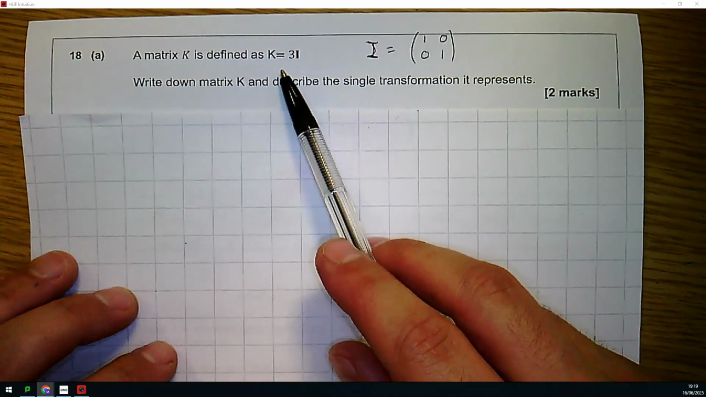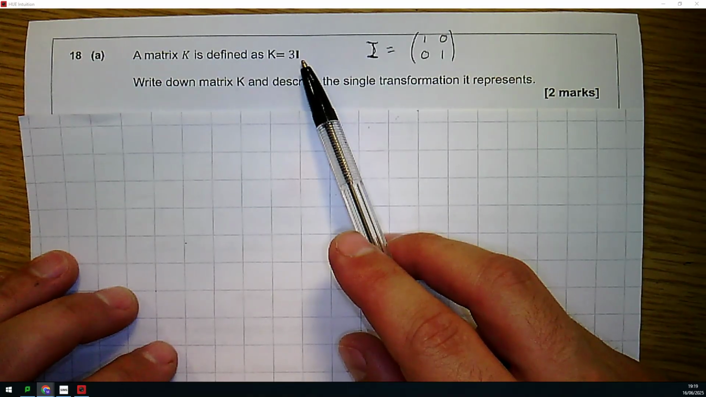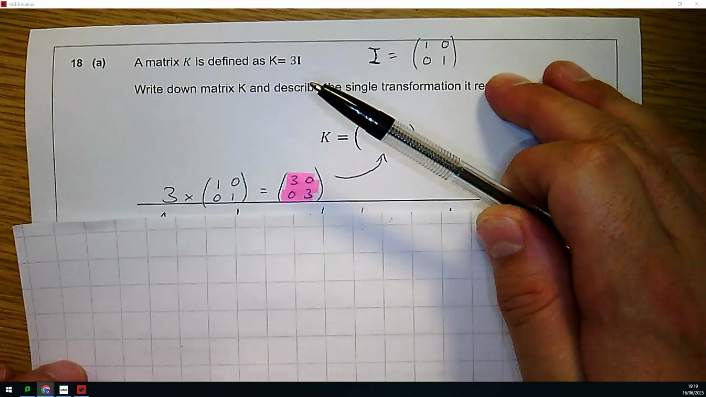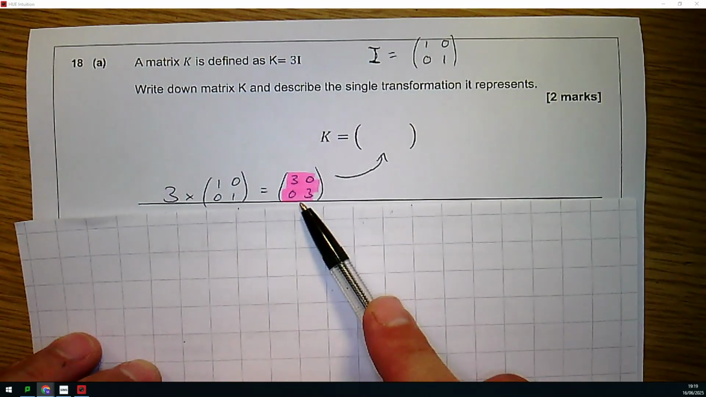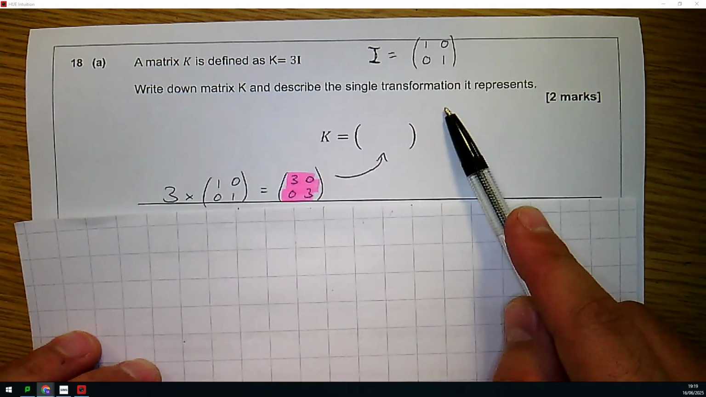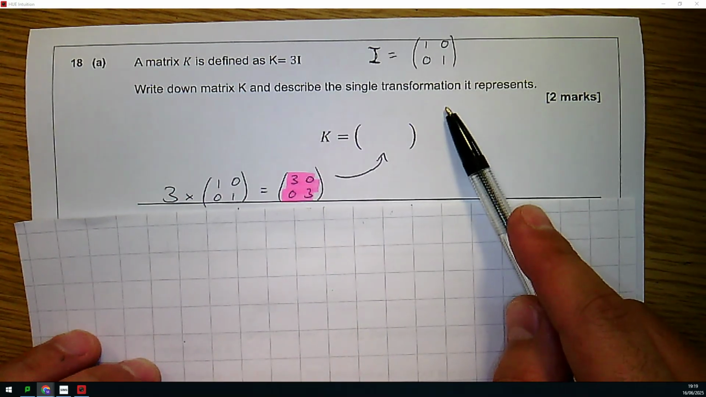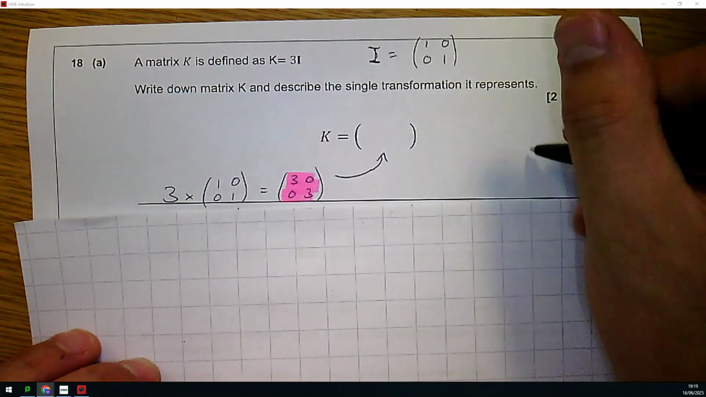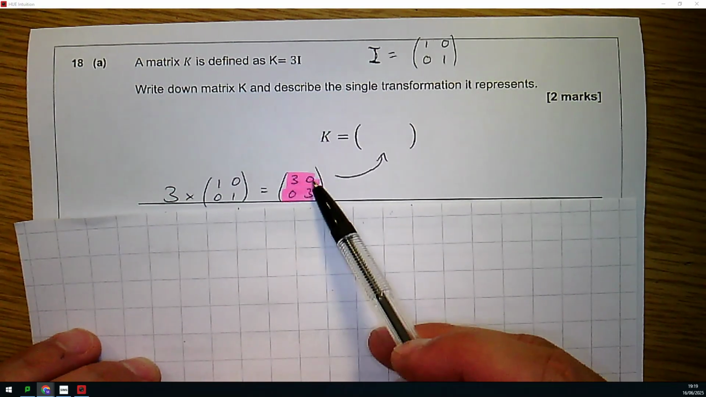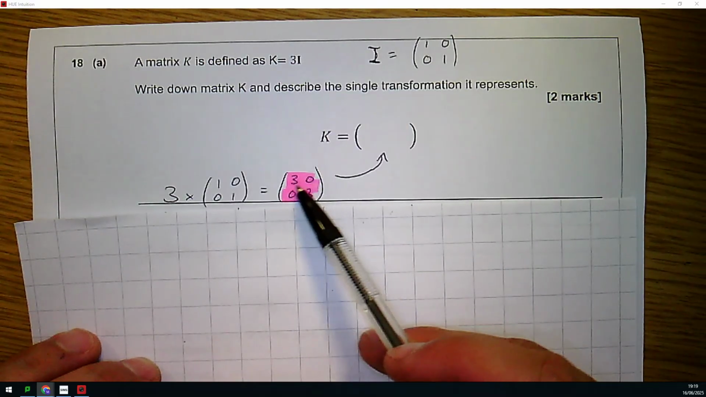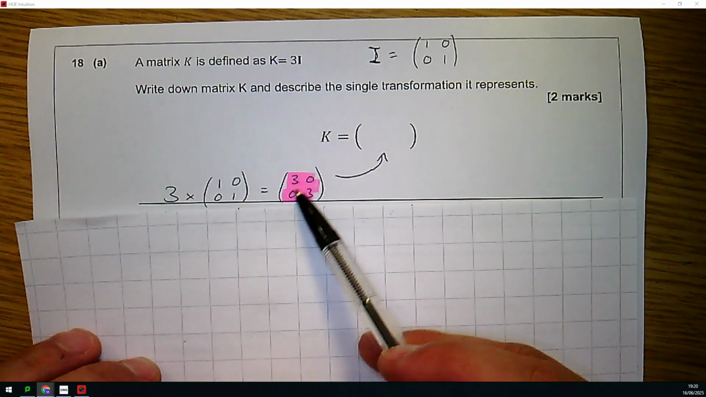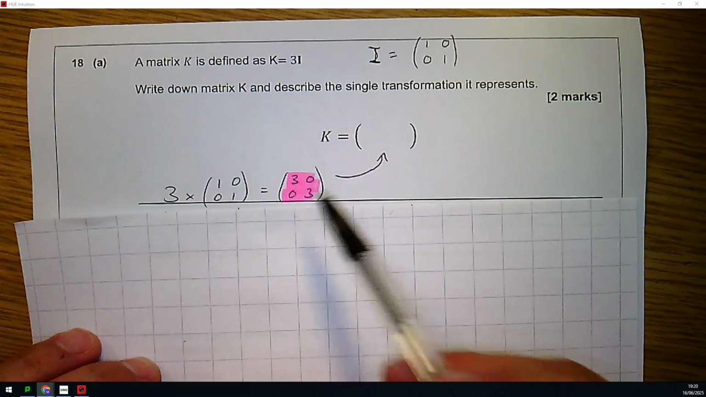We want K, which is 3 lots of the identity matrix. It gives us a space to do that. And 3 times that is simply 3, 0, 0, 3. So nice and easy. It also says, describe the single transformation it represents. So the transformation of whatever this number is, and as long as these are both zeros, this is an enlargement by scale factor. And whatever this number is, that will be your scale factor.